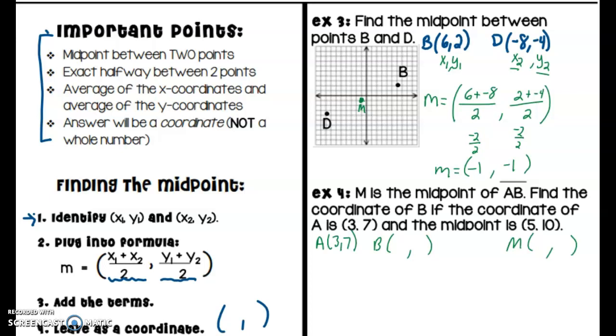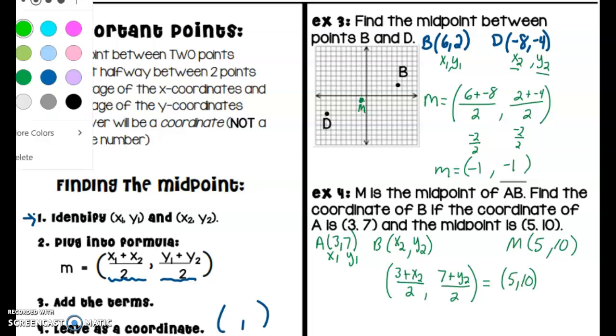That means you know the midpoint, but you don't know both endpoints. So I'm just going to call this x2, y2. And over here, this is x1, y1. The midpoint is 5, 10. So when we're plugging in our formula, it was x1 plus x2. Well, x1 is 3, x2 we don't know, and then it's divided by 2. On the right side, it was y1 plus y2. Well, y1 is 7, y2 we don't know, and it's divided by 2. That equals our midpoint. So that equals 5, 10.